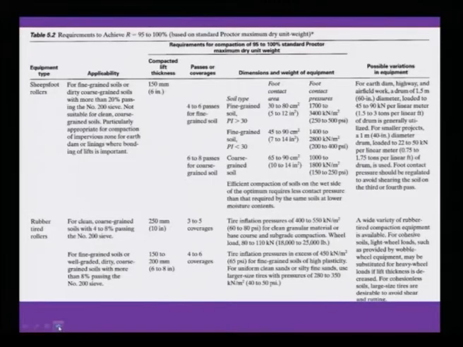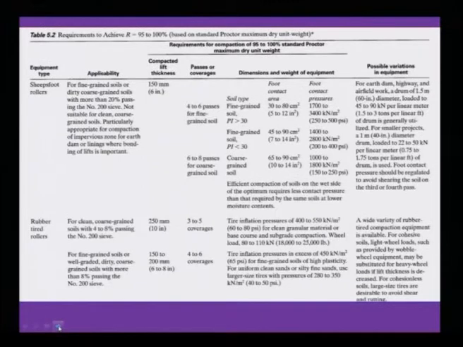This is a summary of the means to achieve 95 to 100% of density based on standard Proctor maximum dry unit weight. It has been taken from a paper. Let us start one by one. Sheepsfoot rollers, where are they applicable? I have shown you this equipment. Applicability means particularly what kind of soil.